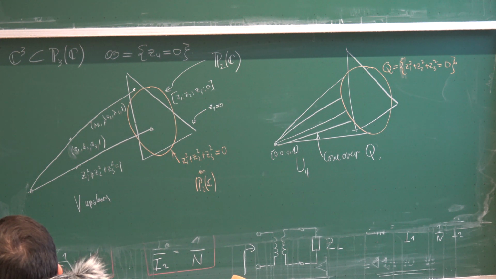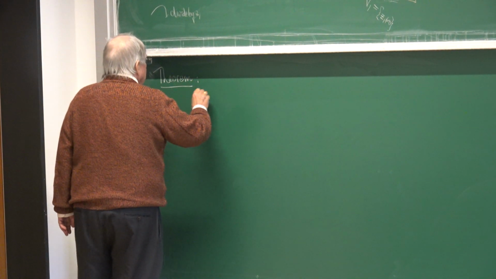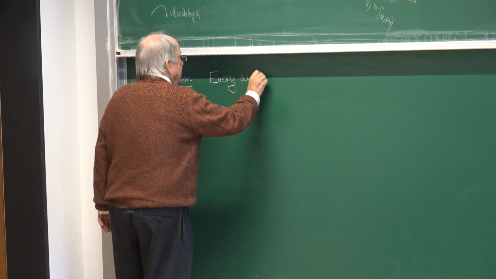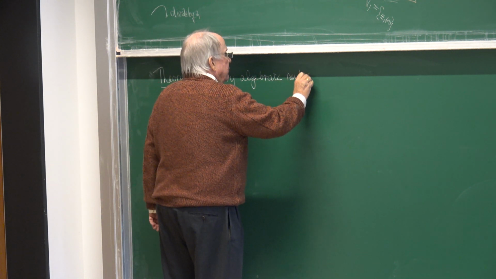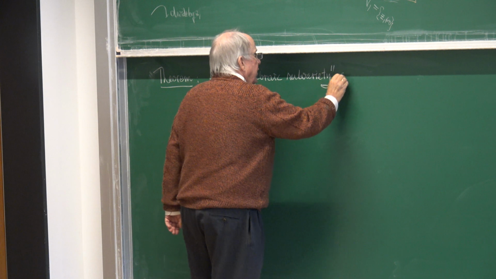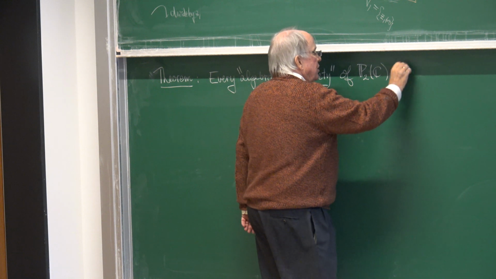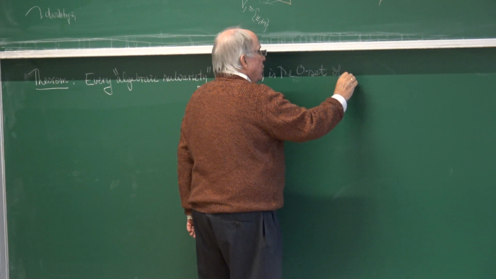I state the theorem, which is not too hard to prove. Every algebraic subvariety, and I put this in quotes, of P2C is the zero set of a homogeneous polynomial.